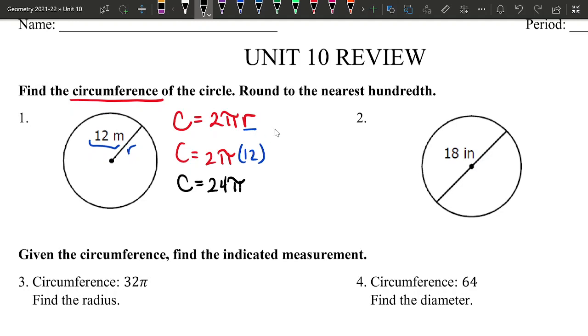But this says round to the nearest hundredths, so that means you do 24 and the pi button on the calculator. And that's going to give you, the circumference is 75 point, I think it was 397, but you're rounding to the nearest hundredth. So that means we're rounding to the 9. So 7 tells the 9 to go up, so it becomes a 10. That's 0, and the 1 goes to the 3. So the circumference equals 75.40. And this is meters.